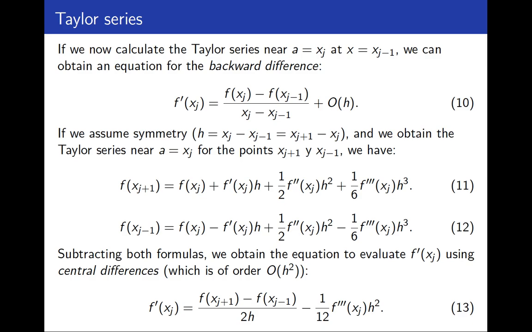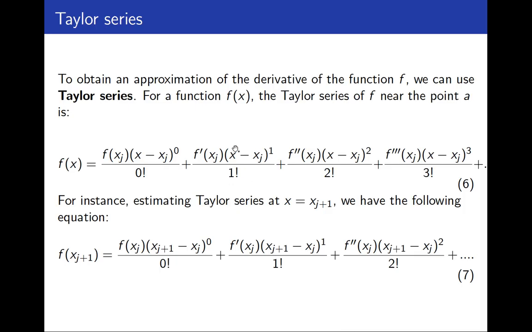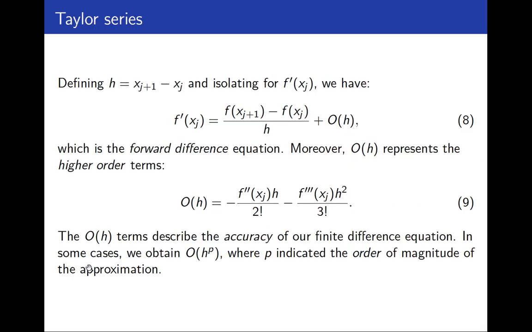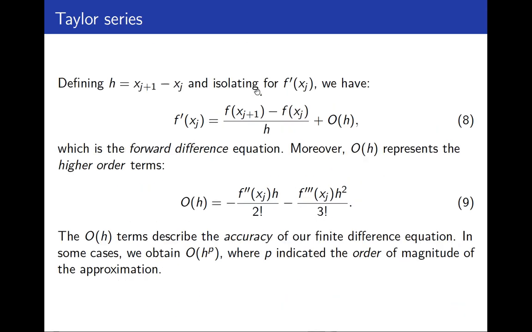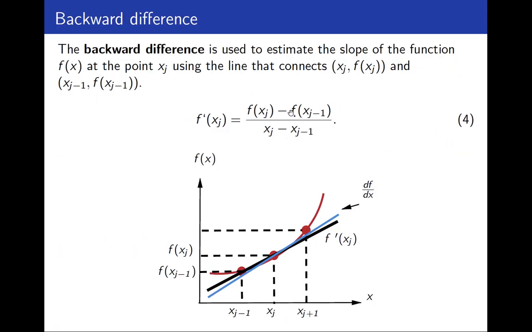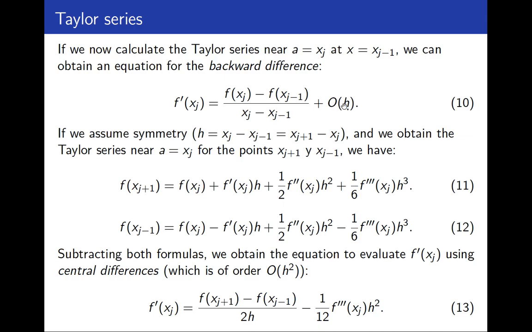So now let's estimate the backward difference. Now we will evaluate the Taylor series near this point xj at xj minus 1. If we do something similar, we substitute here xj minus 1, and then we isolate the first derivative, we end up with this equation, which is the backward difference that I show here, which also happens to be of order h.